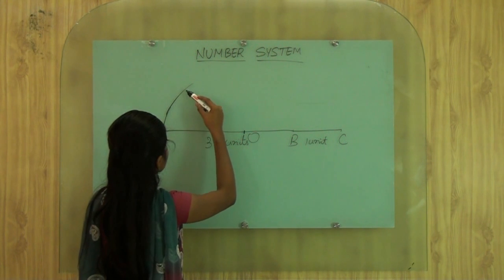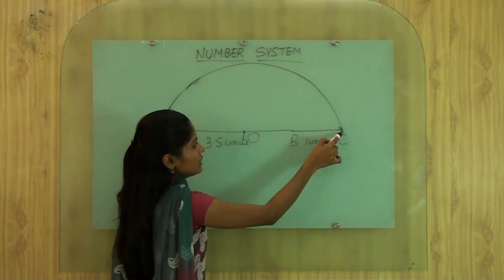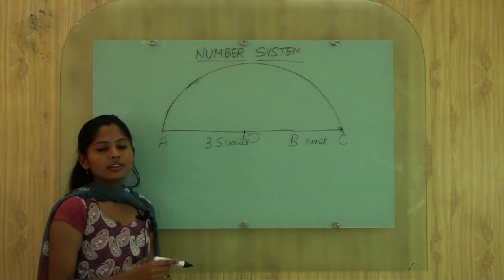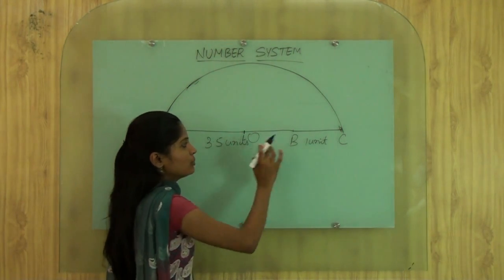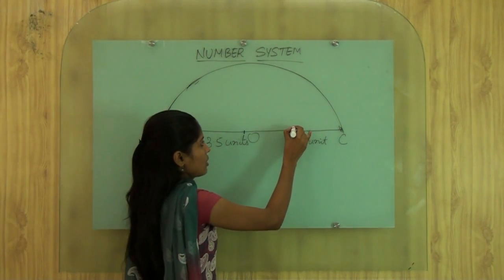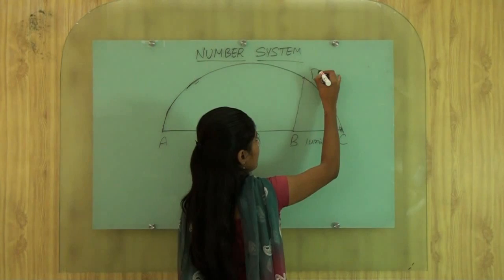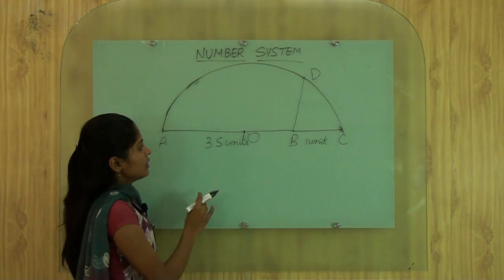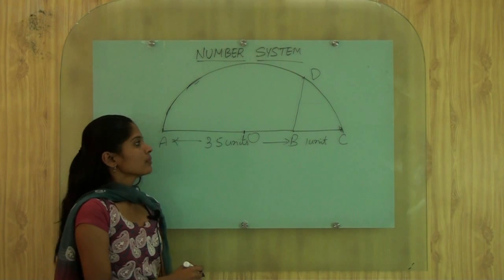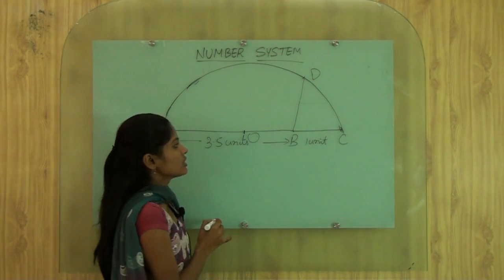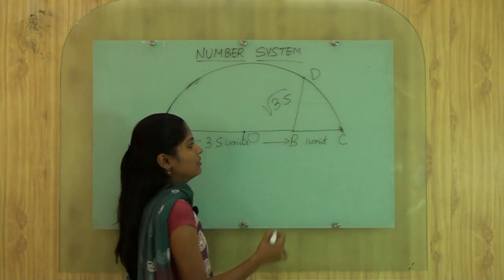Draw an arc from A to meet at C. Now draw a perpendicular to the line AC at B. It will intersect the arc at some point, call it D. Now if the value of AB is 3.5 units, then the value of BD is root of 3.5.